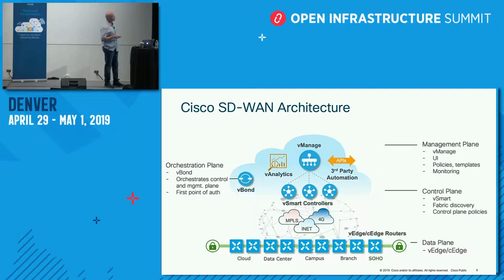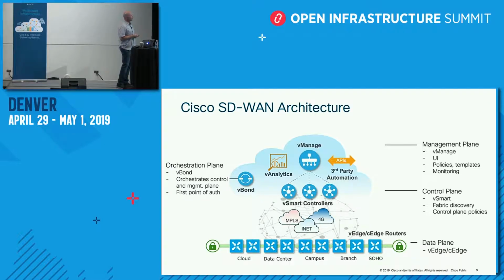The next one is the control plane. So vSmart is out there to do fabric discovery. It's out there to detect where everything's at, where all of your sites are, how do I deal with routing policy, encryption policy, actual security policy. Those types of things are controlled by vSmart.